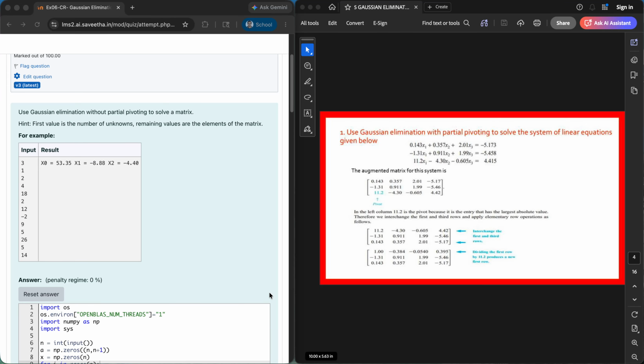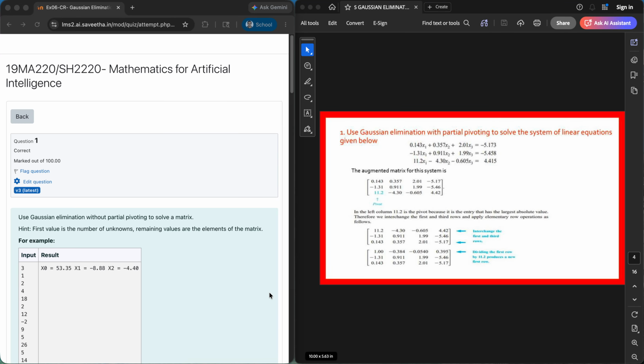Dear learners, welcome to the sixth experiment of the Linear Algebra Laboratory, where we are going to see the solution of a matrix using Gaussian elimination without partial pivoting.